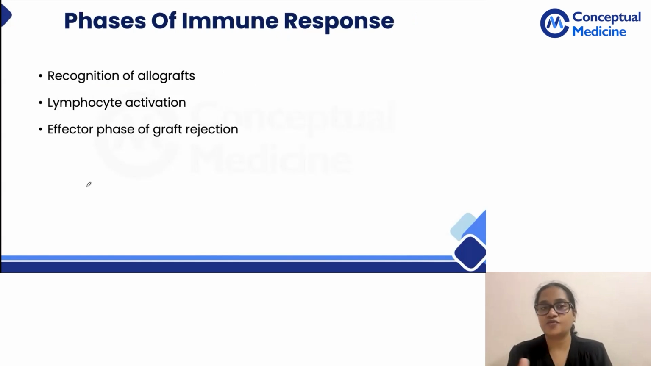The phases of immune response: first is recognition of the allograft as foreign. The body recognizes that tissue as not its own. That is the first step. The second step is lymphocyte activation. The lymphocytes recognize that there is such a big foreign organ inside the body, so we have to activate the response and push it away because it's not ours. The lymphocyte activates and produces a cascade of events. And finally, the final phase is how you cause the rejection, the effector phase of graft rejection.